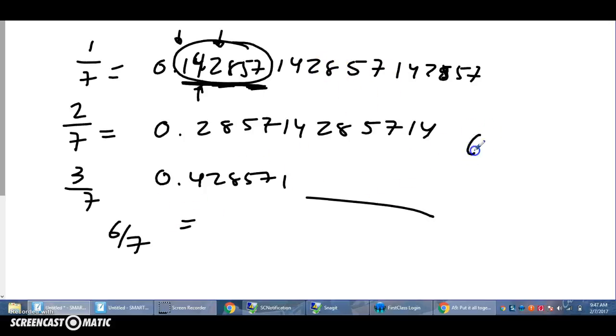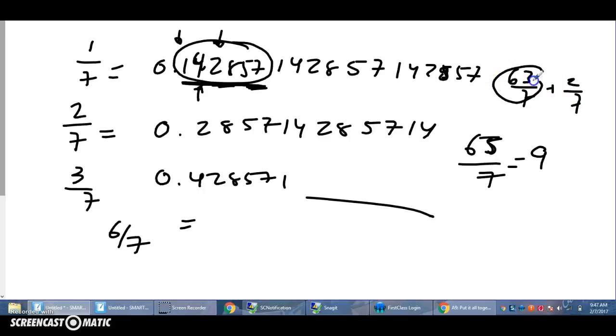So how did I do that earlier with a 65? Well, 65 divided by 7. You start off and you say, okay, well, 7 goes in, what's the biggest number that 7 goes into? Well, it's 63, sorry, 9 times. 7 times 9 is 63. So what I have is 63/7 and 2/7. So 63/7 is 9, and now I need to find out what 2/7 is.